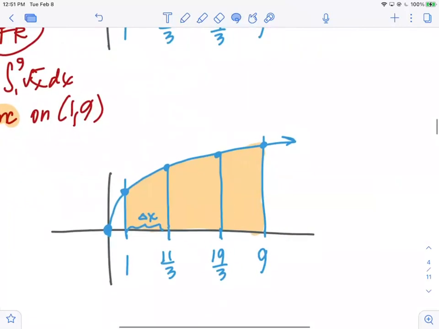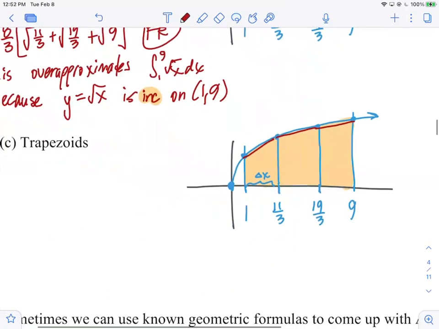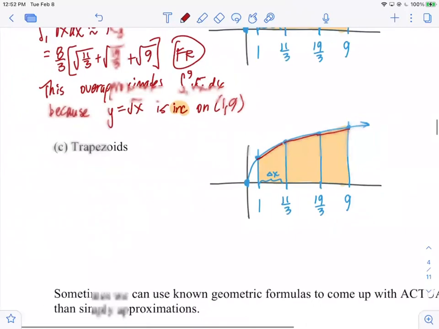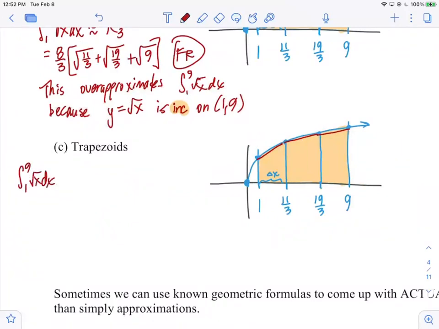And for the trapezoids, you just connect the endpoints there, there, and there. And you can tell it's going to be an under. So your notation, it would be, again, the integral from 1 to 9 of the square root of x dx approximated by T sub 3, which equals.